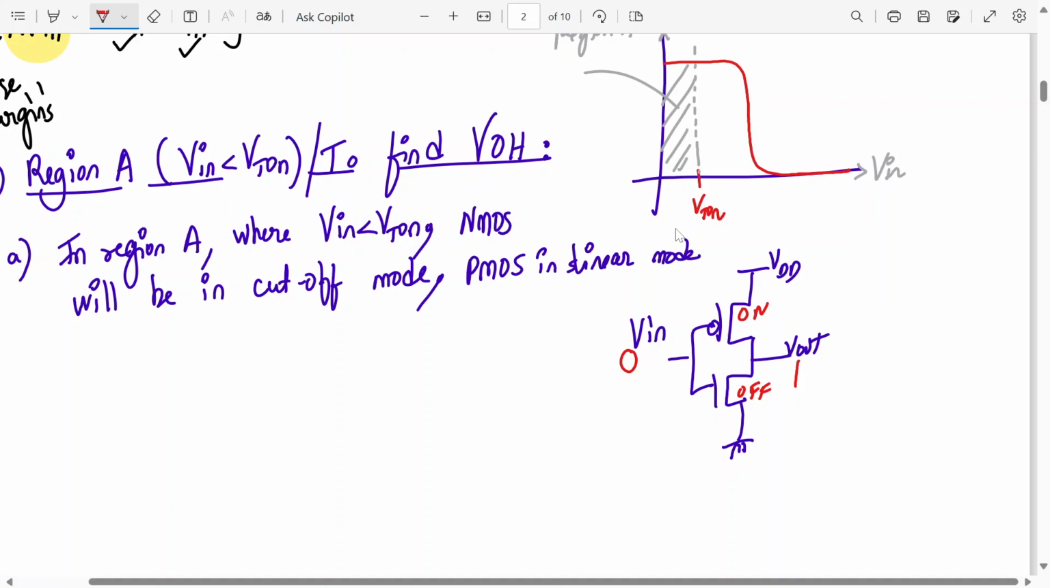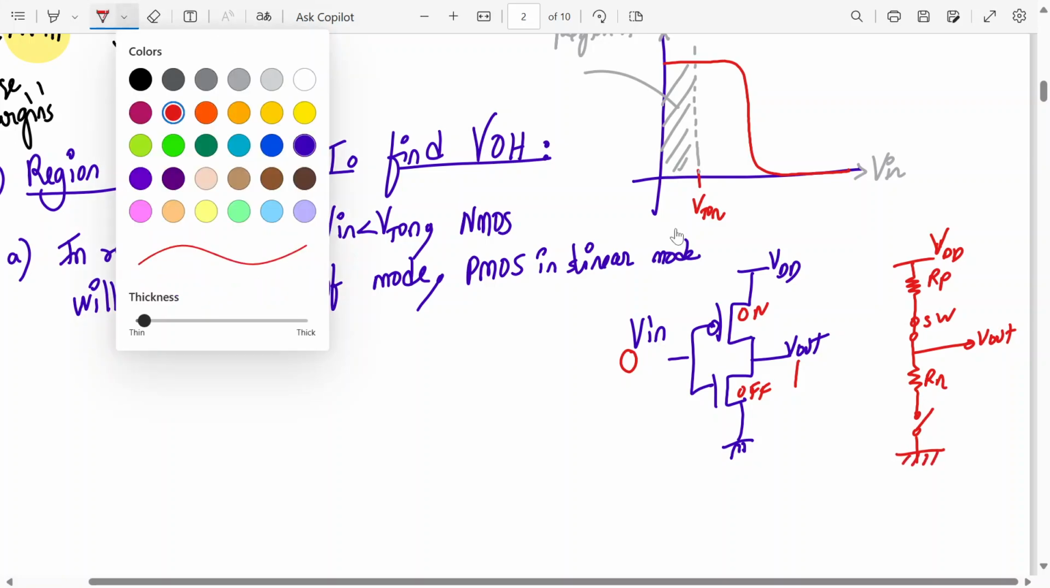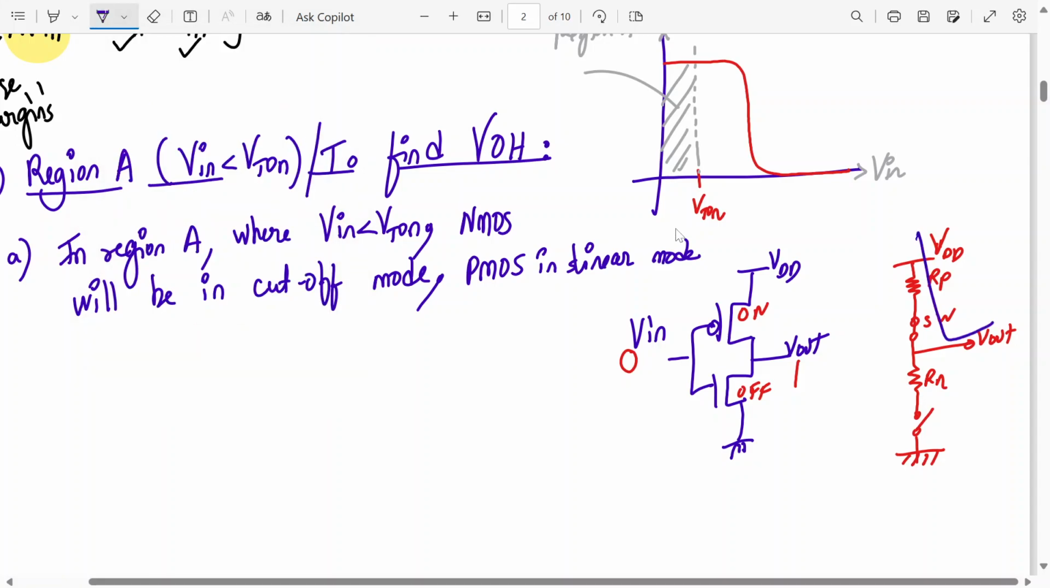Okay, so we replace the MOSFETs by their equivalent resistance and switches. Here it is. This is the equivalent resistance of PMOS, RP, and this is a closed switch. This is Vout, and here we have RN, and this is an open switch because NMOS is off, cutoff. As you can see, my output will be pulled up towards VDD level straight away. Okay, so output goes to VDD.